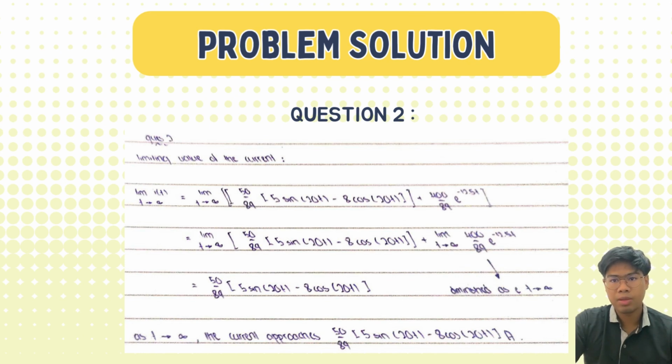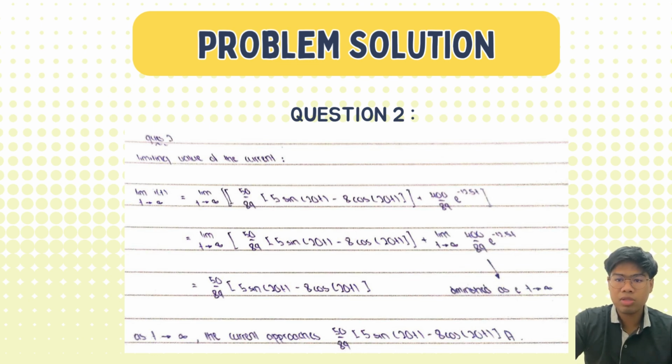For the second question, we want to find the limiting value of the current as time t approaches infinity. So we start with the expression for the current IT. We add the limit t approaches infinity to the equation. Next, as you can see here, we split the limit into two separate limits. Then we observe the behavior of the exponential term. The exponential term e to the power of negative 17.5t decreases rapidly to 0 as t approaches infinity because the exponent is negative. So it will become 0.